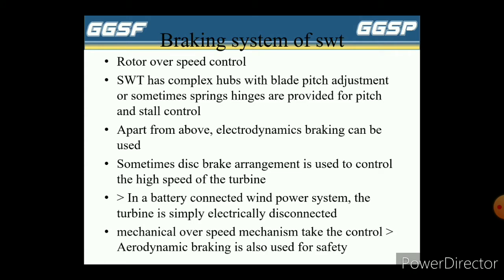Braking system of the small wind turbine. Rotor overspeed control. Small wind turbines have complex hubs with blade pitch adjustment, or sometimes spring hinges are provided for pitch and stall control. Apart from the above, electrodynamic braking can also be used. Sometimes a disc brake arrangement is used to control the high speed of the turbine. In a battery connected wind power system, the turbine is simply electrically disconnected. A mechanical overspeed mechanism to take control of aerodynamic braking is also used for safety.